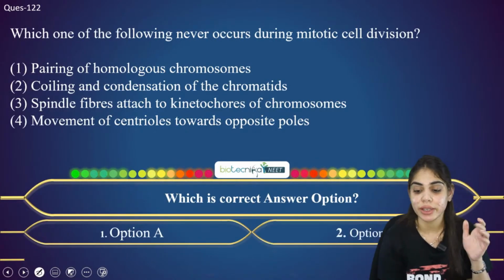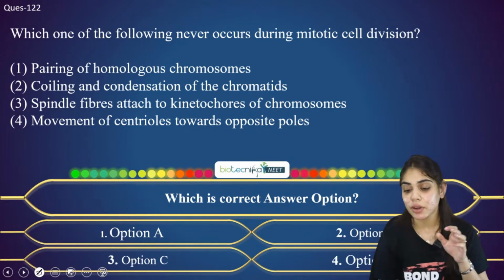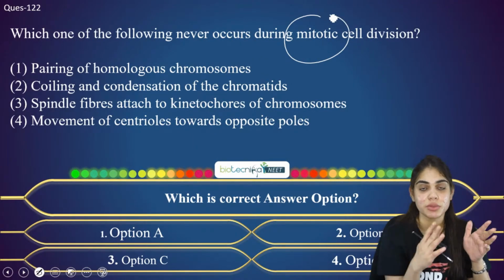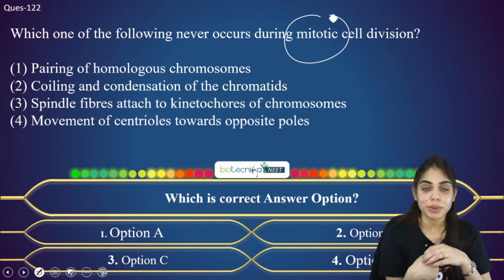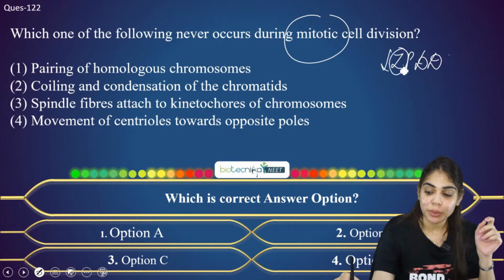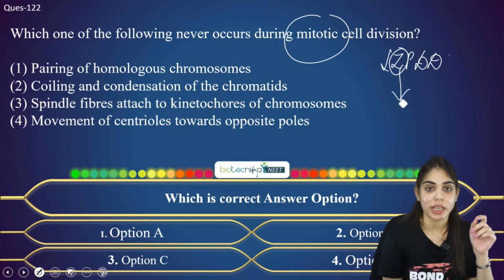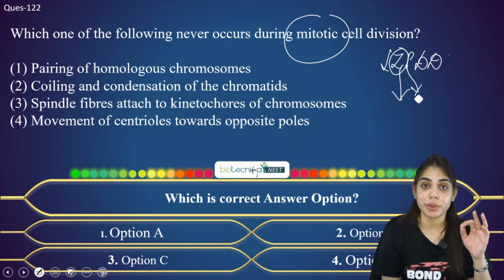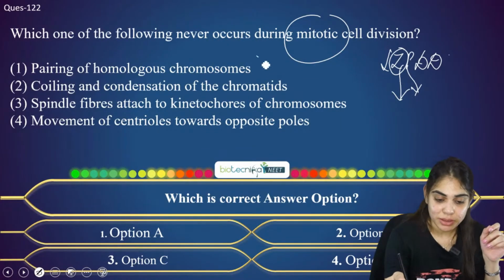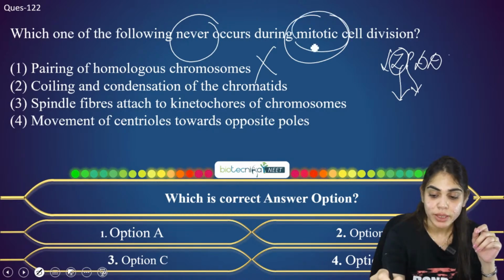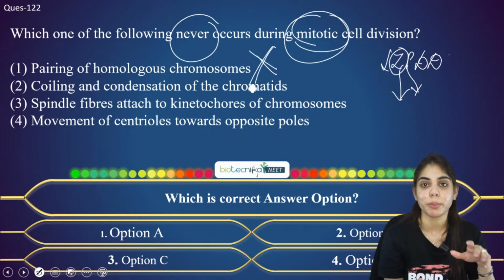Which one of the following never occurs during mitotic cell division? Now, mitotic cell division means it is talking about mitosis. And we know there are 2 types of division, that is mitosis and meiosis. In meiosis, I've already mentioned leptotene, zygotene, pachytene, diplotene, diakinesis. So here, in zygotene, pairing of homologous chromosomes takes place, and recombination takes place in pachytene. That means it is a feature of meiosis, not mitosis. That means this option goes wrong. And it is asking about which never occurs in mitosis. And this will happen in meiosis, not mitosis.